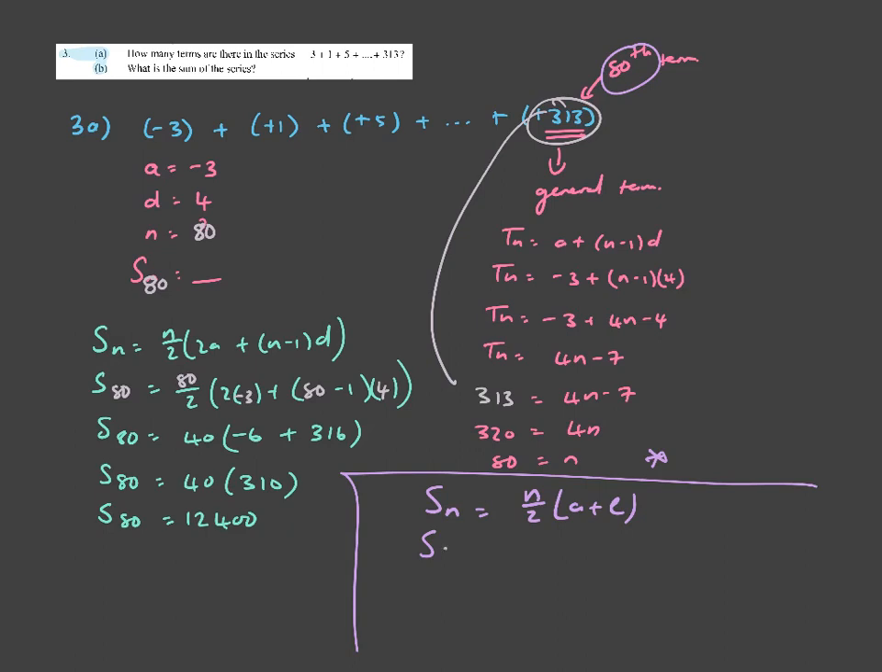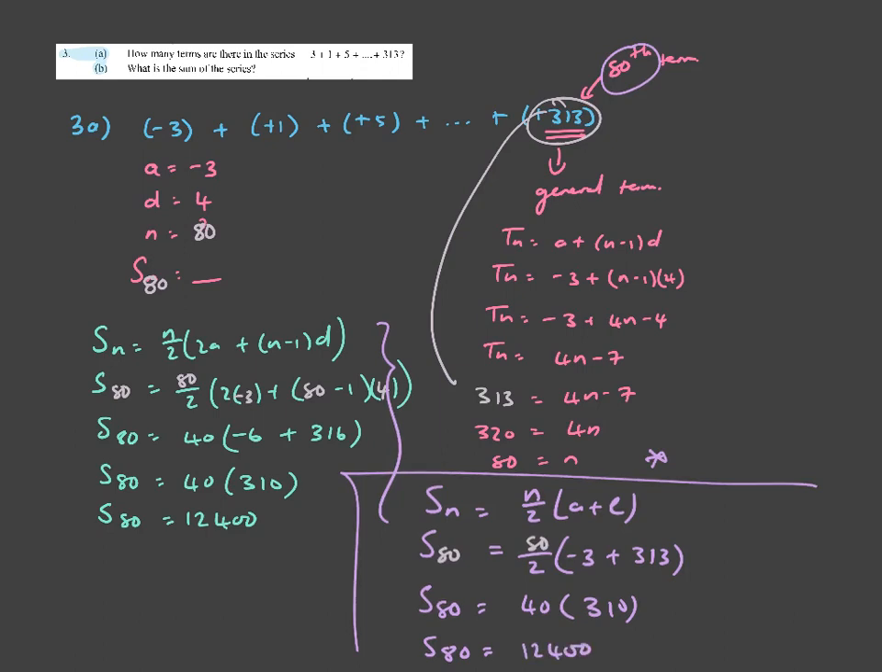So the sum of the first 80 terms is equal to 80 divided by 2, the first term a is minus 3, and the last term's value is 313. It just makes this part a bit easier, right? So the sum of the first 80 terms is 40 times 310, and that is also equal to 12,400.